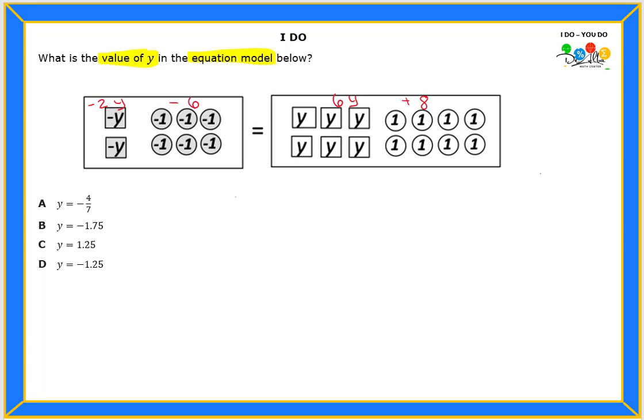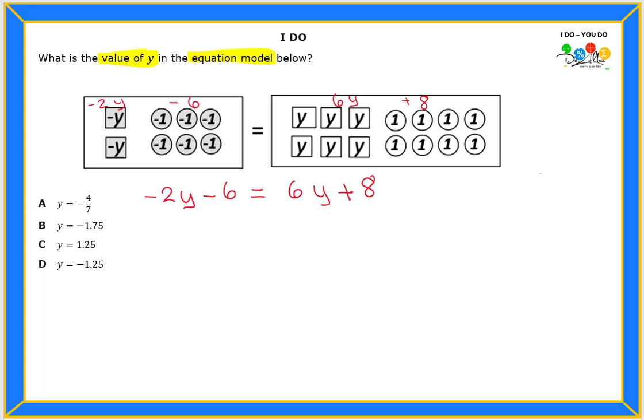Now with that, I can come up with my equation. So my equation is going to be -2y minus 6 equals 6y plus 8. Okay? So now that I have my equation, then I gotta follow the rules. And I do notice that I have variables on both sides. So the first thing you gotta do is make sure that you move one of the variables so that you don't have variables on both sides.